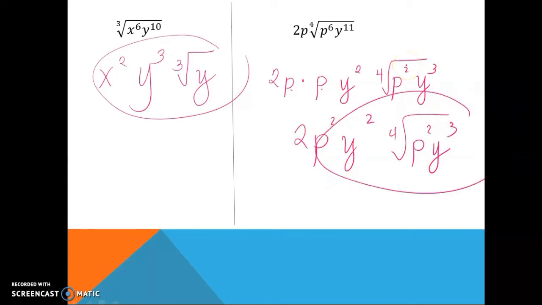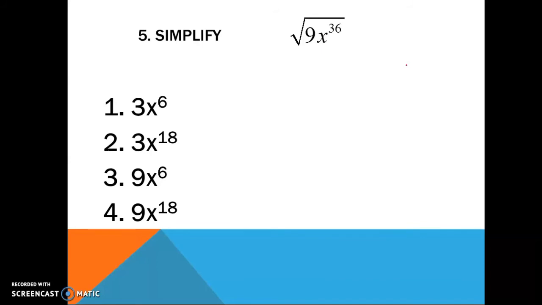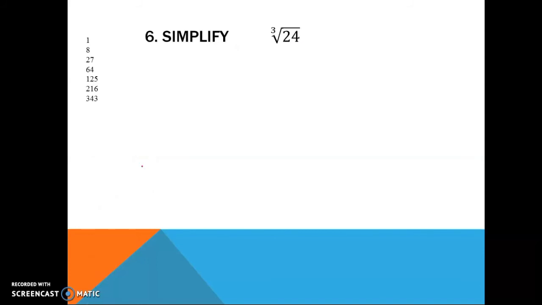Okay? Next. O, yan. Square root of 9x raised to 36. So, 36 divided by 2 is 18. Square root of 9 ay 3. So, the final answer is 3x raised to 18. O, cube root ni 24.